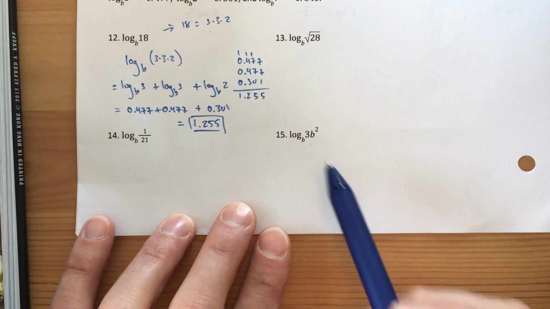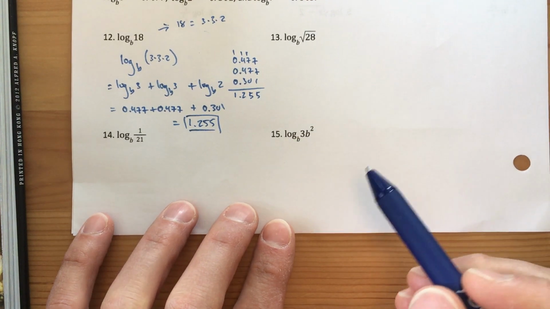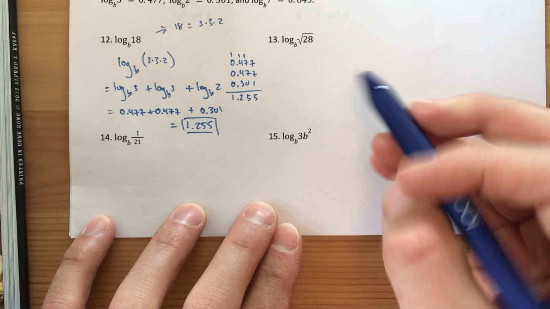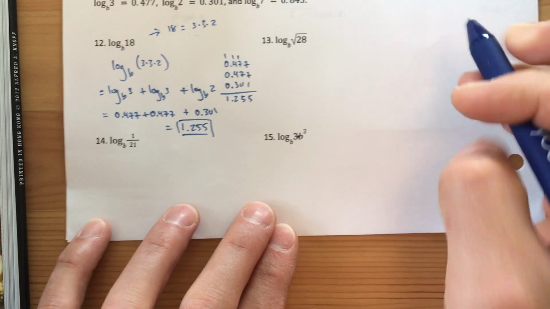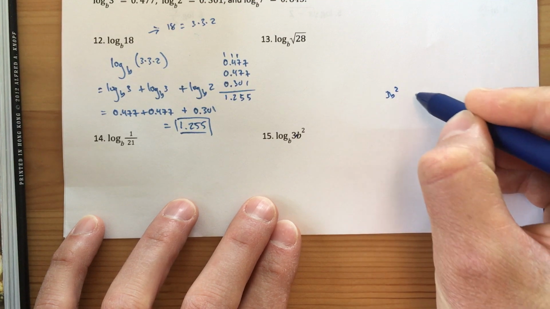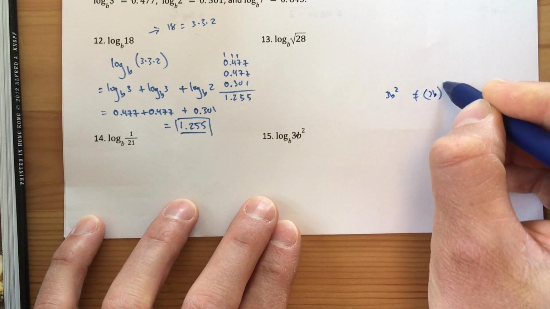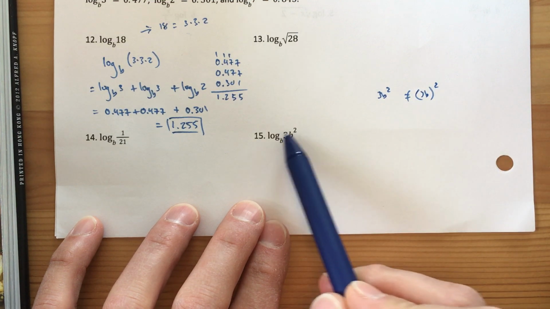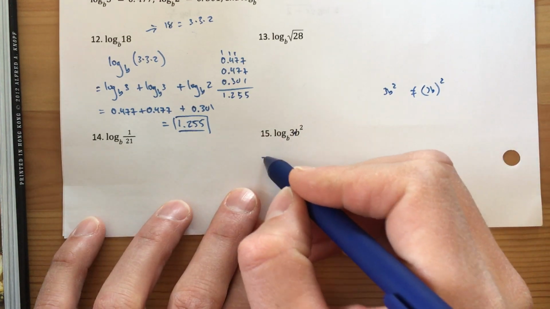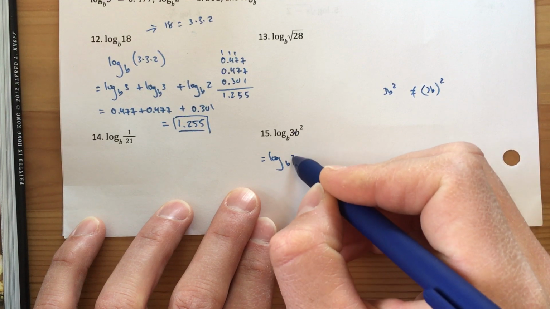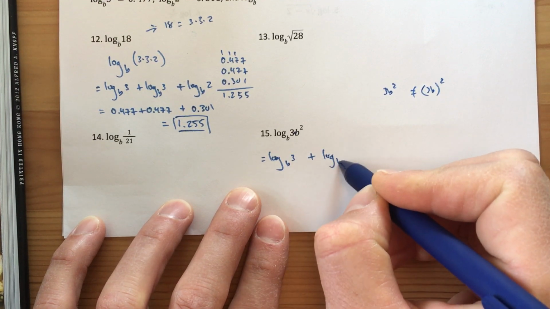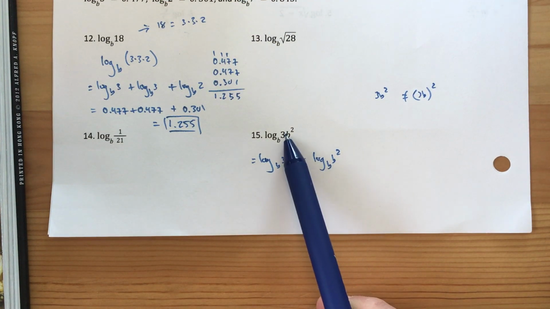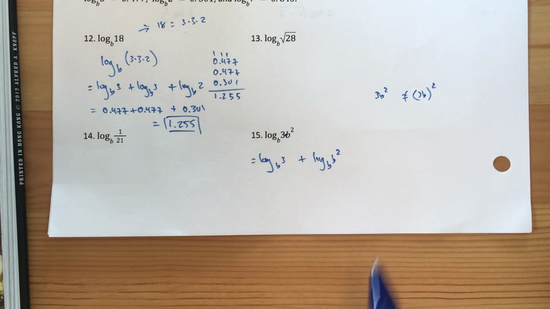Let's look at one other example here, log base b of 3b squared. Well, what I'm noticing is that I've got a product here of 3 times b squared. Remember that 3b squared is not the same as (3b) squared. So I can't use the power property because I'm not squaring this entire thing, just the b. But I can write this as log base b of 3 plus log base b of b squared, because that's a product inside there, so I can make it a sum of the two logs.